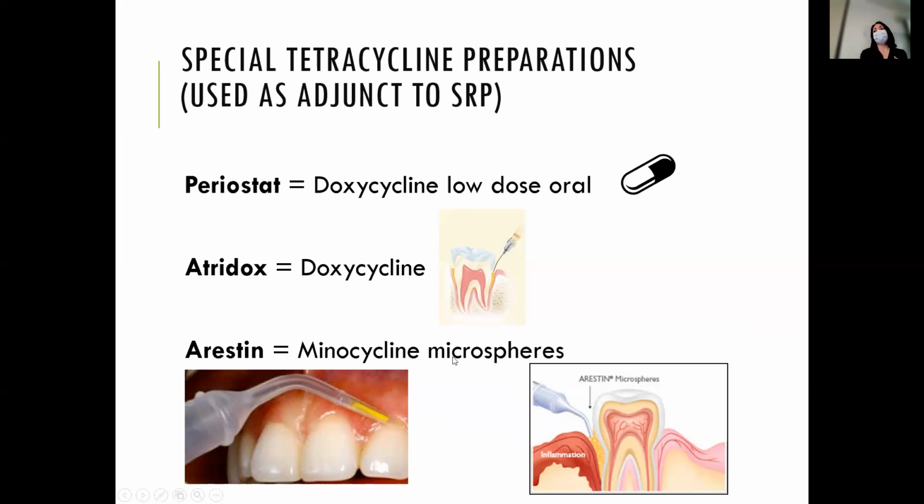And you'll learn more about Arestin specifically over the summer. We'll place Arestin in a typodont, and then you'll have an opportunity to place Arestin on clinic patients. But another one that's super interesting is Periostat. That's a pill. It's doxycycline, so it's in the family of the tetracycline drugs, but it's low dose. So it's 20 milligrams or something, and it's not acting like an antibiotic. That's not the purpose of the drug, to be an antibiotic.